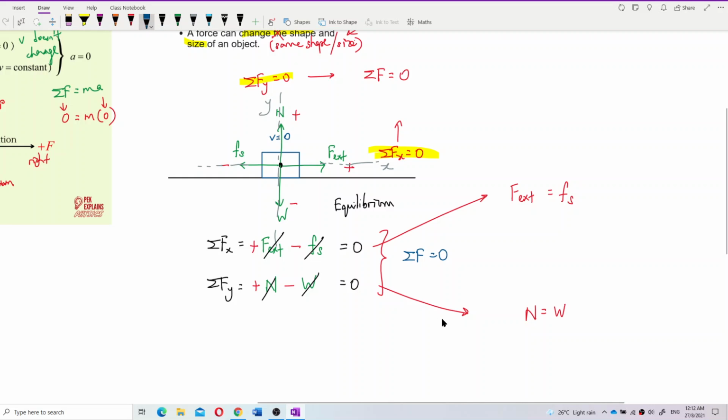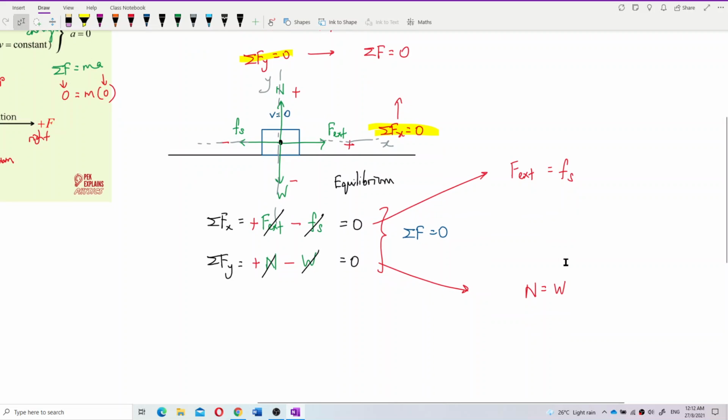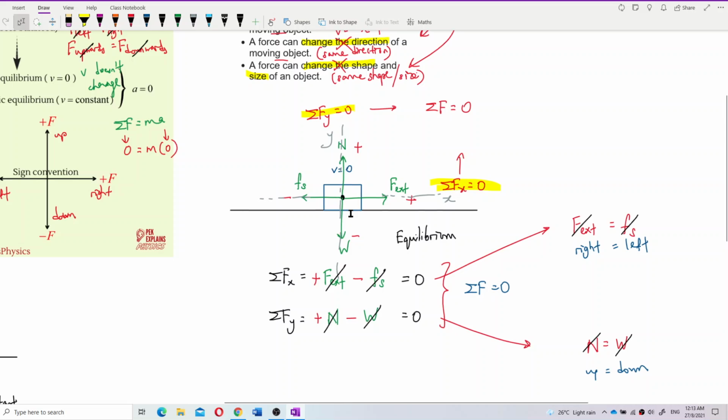So this is what it means. Forces to the right equal forces to the left. Forces upward equal forces downward. So that's why they cancel totally. Total force equals 0 in the x component and y component. Understand? Forces to the right equal forces to the left, forces upward equal forces downward. So total force equals 0.